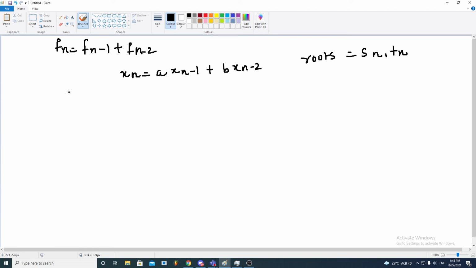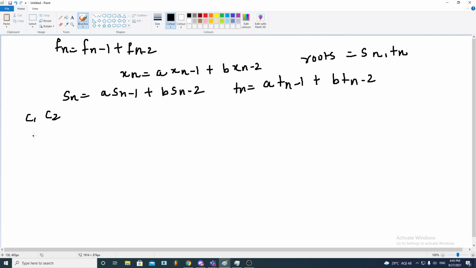So we can write s of n in the form of the above equation as a times s of n minus 1 plus b times s of n minus 2. And we can also write t of n in a similar fashion, that is a times t of n minus 1 plus b times t of n minus 2. Then let's have two constants, c1 and c2, and write the above equation for the value c1 s of n plus c2 t of n.